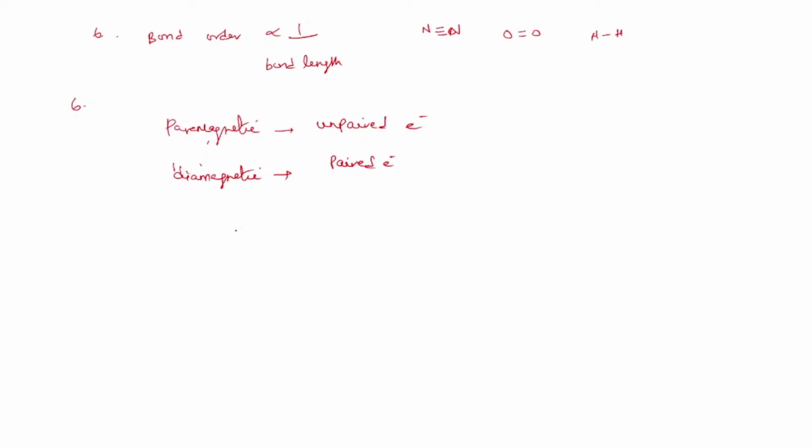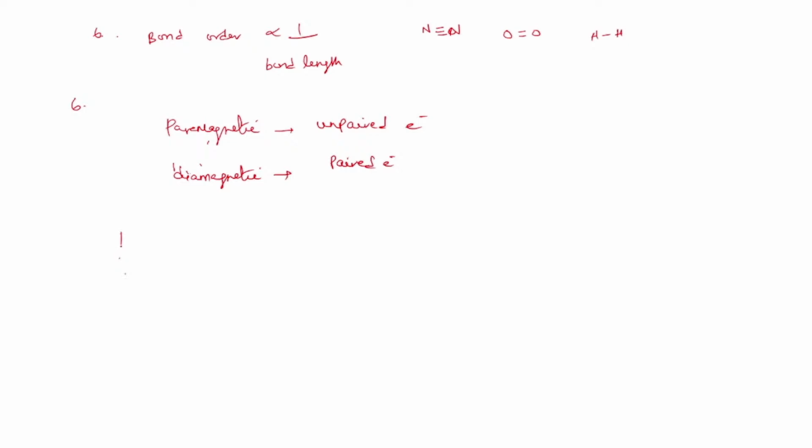Now we are going to study some applications of this. They will give one molecule, and ask what its bond order is, and whether it is diamagnetic or paramagnetic. That kind of question they ask in this topic. Understood? For example, let me start from hydrogen.